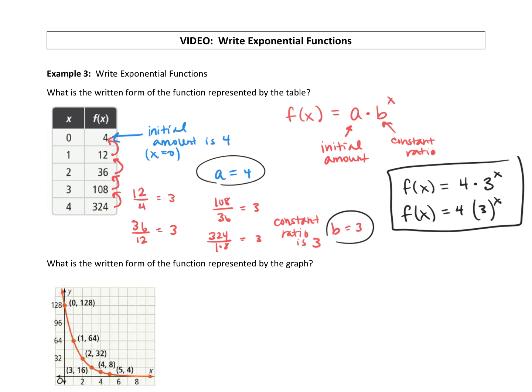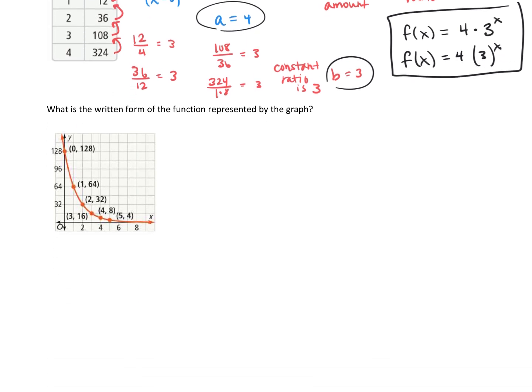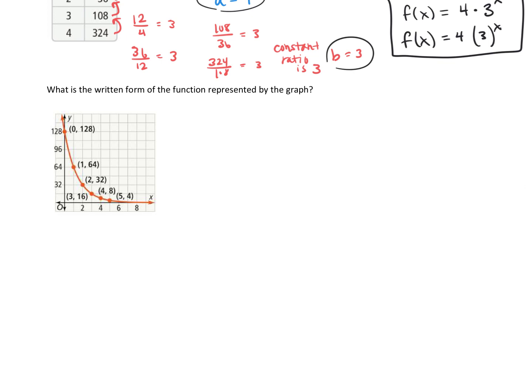Okay, so can we write an exponential function from a graph? So just a reminder, exponential functions have the same form. F of x equals a times b to the x. So can we find the initial amount and the constant ratio? Initial amount is when x equals 0. So we can see that x equals 0 right here. So our initial amount, a, is 128.